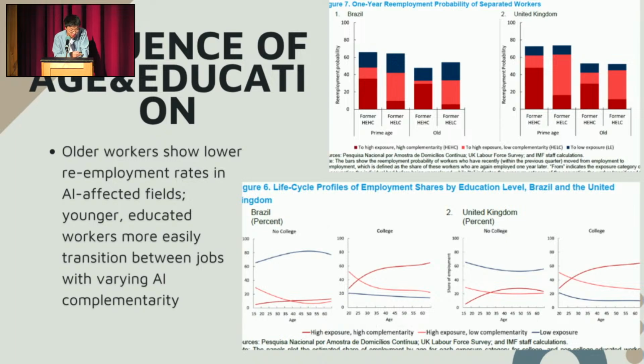So the figure on top is showing the 1-year reemployment probability of prime age and old age workers. Prime age here means workers from 35 to 55 years old, and old age means above 55. We can see that the bar on old age is lower than the prime age. And the figure below is showing the predicted life cycle profile of employment shares by education levels. We can see that workers with college degrees have a higher probability of getting into high AI exposure and high AI complementarity jobs.